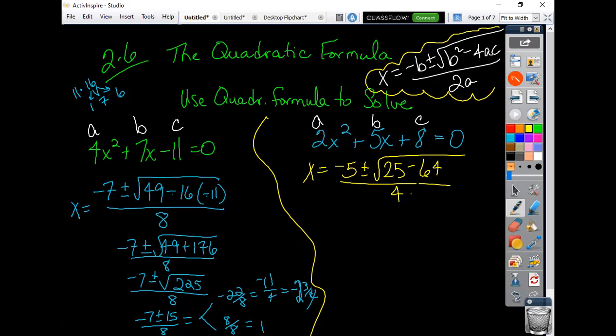So however much of that you want to do at one time, if you write it all out and do it one step at a time, that's perfectly fine. If you use a calculator and you're really careful about how you plug it in, that's all right too.